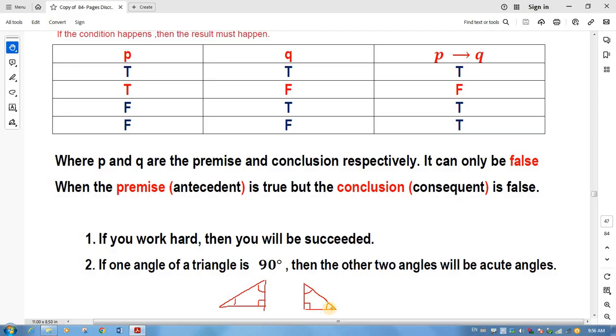एक्यूट वो एंगल होते हैं जो 90 से कम हो. If one angle of a triangle is 90, then the other two angle will be acute. Acute का मतलब है less than 90 degree.